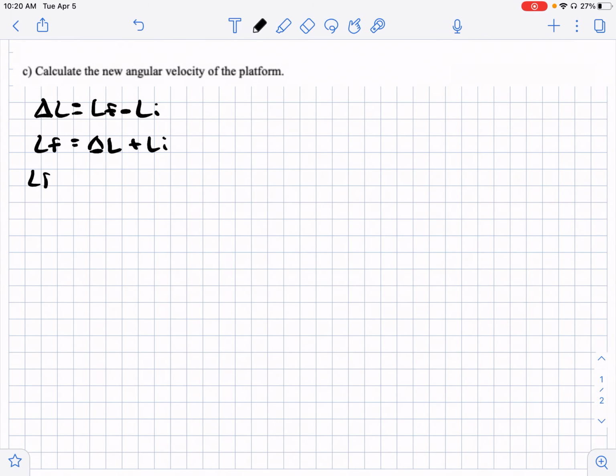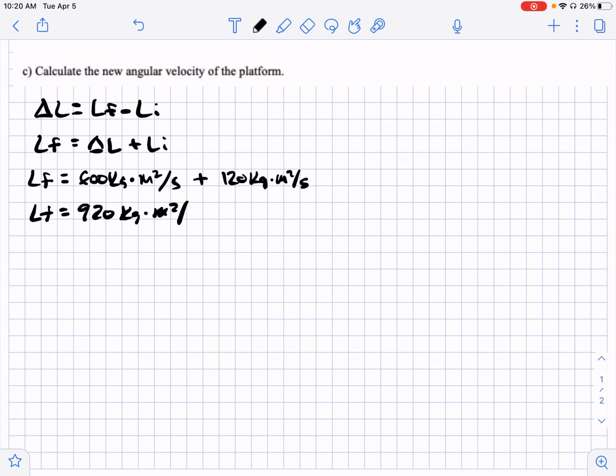So the final angular momentum is going to equal 800 kilograms times meters squared per second, plus our change in angular momentum, which is 120 kilograms times meters squared per second. So the final angular momentum of the platform is just equal to 920 kilograms times meters squared per second.